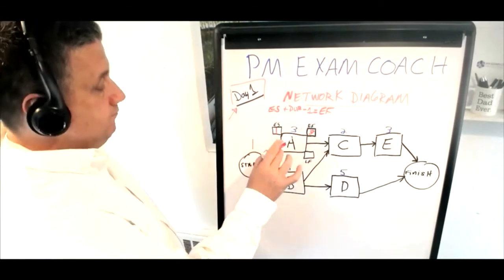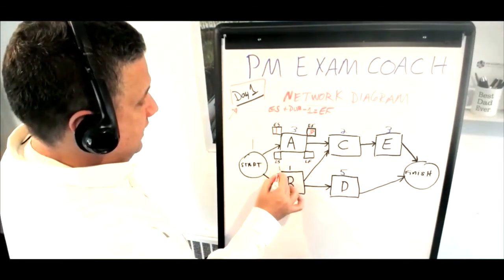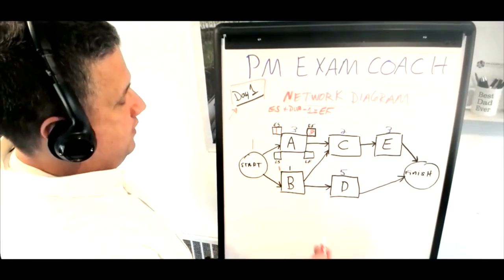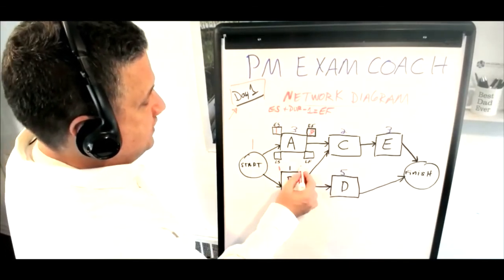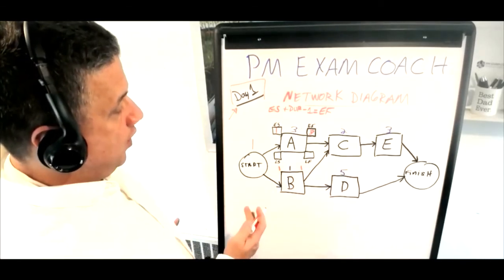All right, very good. Now, activity B could also start as early as day 1, and with a duration of 1, it also would finish on the same day, right? 1 plus 1 minus 1 is 1.